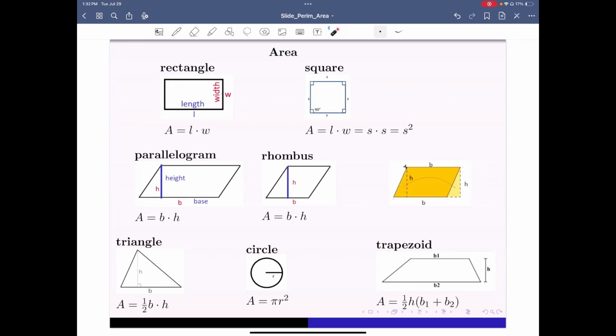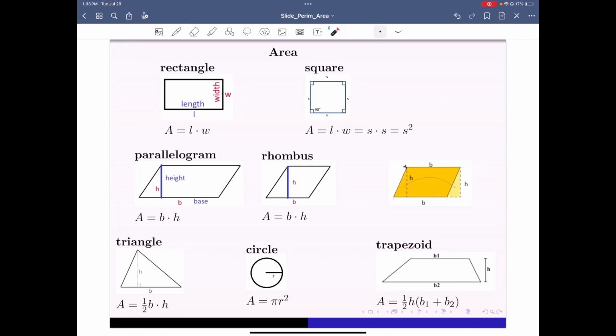Why is that? Because we can see here, if I take this small triangle and place it right here on that side, I'm going to have a rectangle. Here would be B and here would be height. So we have B times height. That's why the area of a parallelogram and rhombus is base times height. For a triangle, we have 1/2 base times height because it's essentially half of a rectangle.